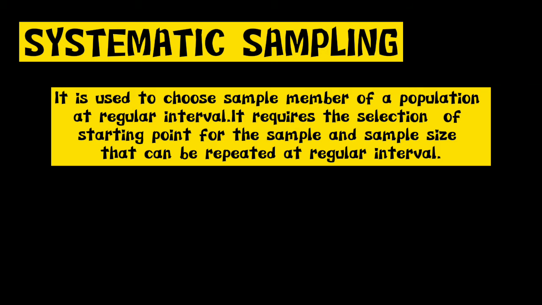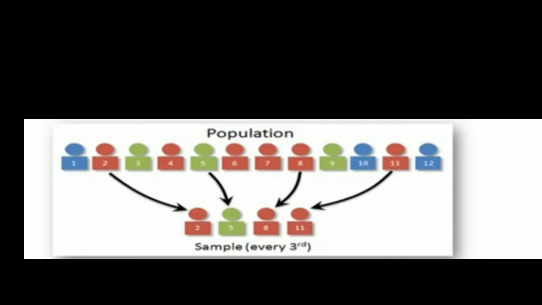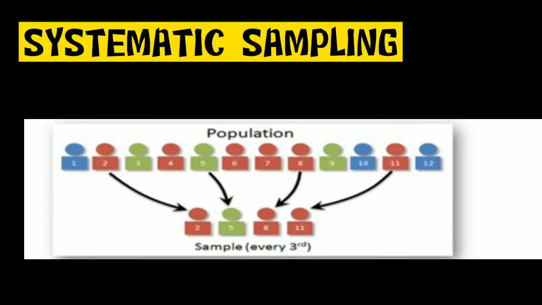Another type of probability sampling is systematic sampling. It is used to choose sample members of a population at regular intervals. It requires the selection of a starting point for the sample and a sample size that can be repeated at regular intervals. So this is how to use systematic sampling. Look at the picture. I have a population of 12. Let's say na 12 respondents ito, and now we're going to set an interval, and that is 3. So let's say for every third sample, that would be our respondent.